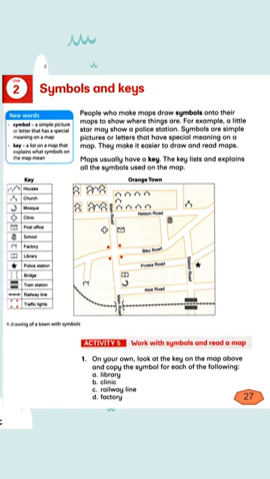Maps usually have a key. The key lists and explains all the symbols used on the map. Have a look at the key on the left and familiarize yourself with the symbol and what it stands for. And then have a look at those symbols in Orange Town and see if you can identify them. When you are done, complete activities 5 and 6.